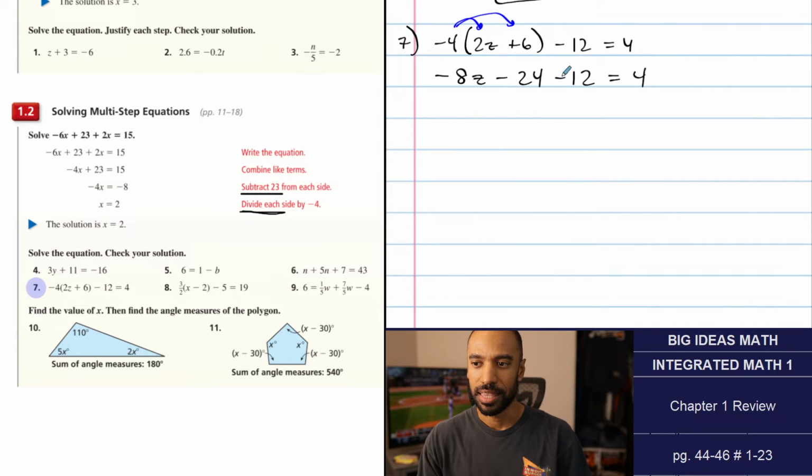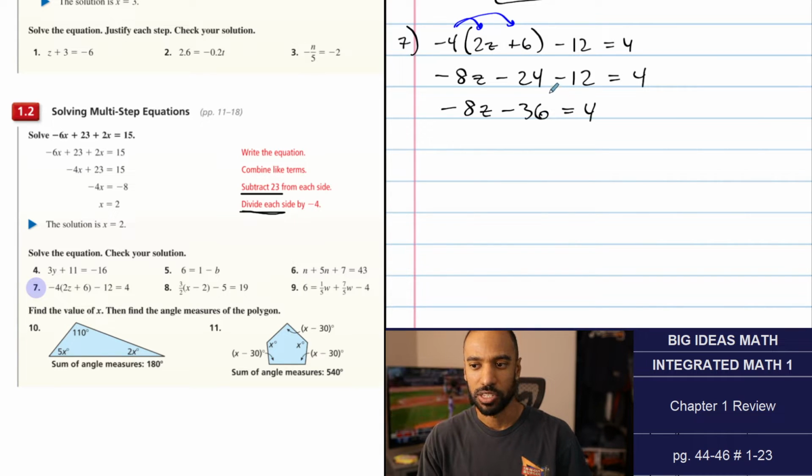Now I can combine the negative 24 and negative 12. See, before I couldn't do 6 minus 12 because 6 was multiplied with negative 4. Now that 6 is turned into its proper value, it can combine with the negative 12 to become negative 36. So negative 8z minus 36 equals 4.